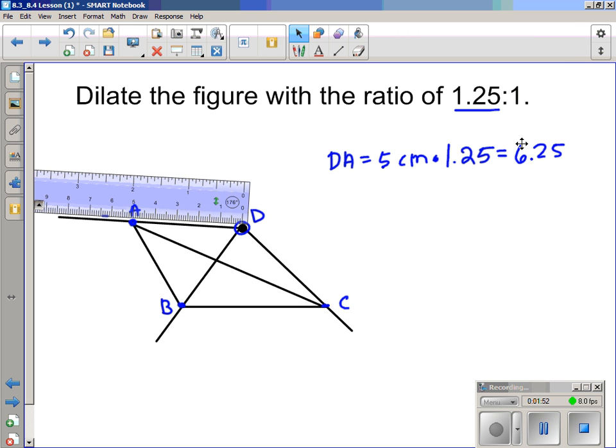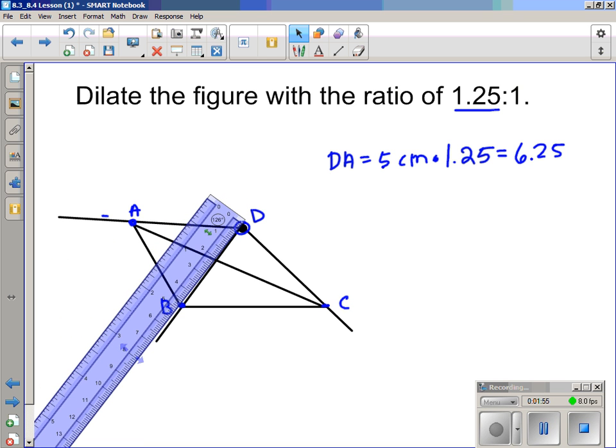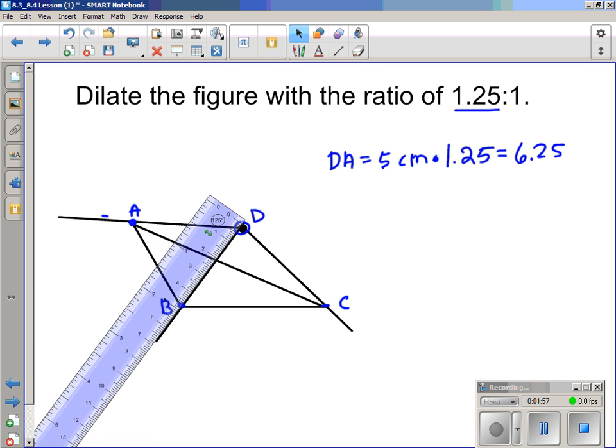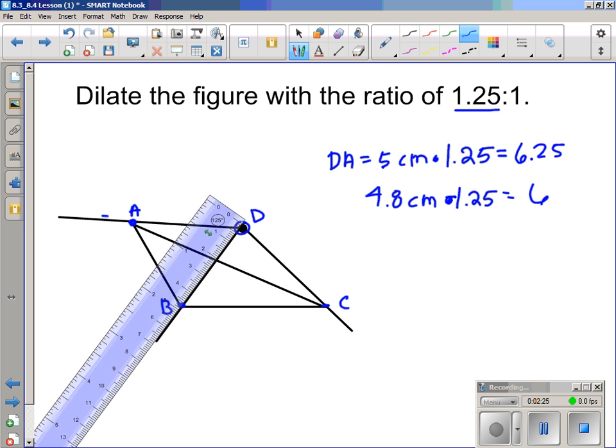All right, next I'm going to measure from D to B, and that looks like it's, we'll say 4.75 centimeters. It looks like it's right there. Let's call it 4.8. 4.8 centimeters, and that's going to equal, times it by our scale factor of 1.25, and I get 6. So now from D to my new point should be 6 centimeters, so about there.